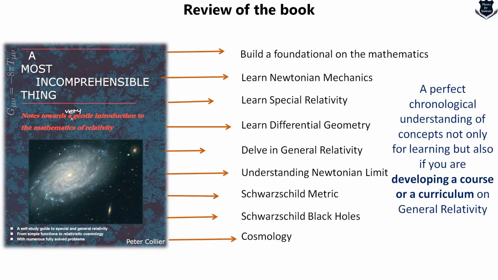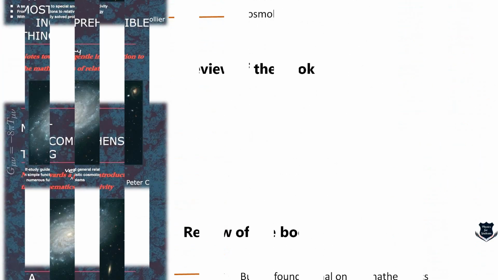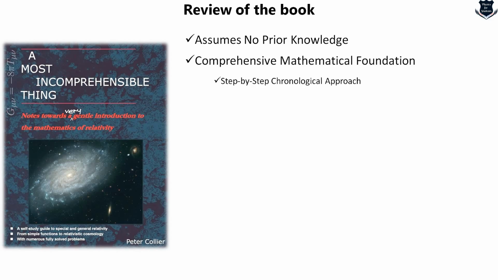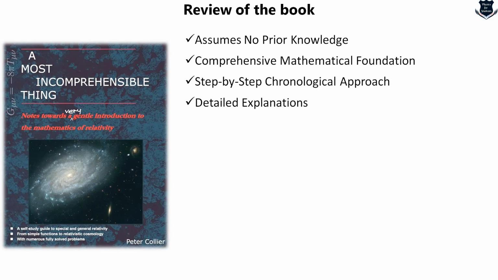So I really have no words about this book. This is truly a great book to start for anyone who is interested in general relativity. So the review is that it assumes no prior knowledge. So it starts even, I would say, with an equation of 1 plus 1 equals 2. It has a very comprehensive mathematical foundation. It is done in a very chronological way, not in a haphazard way. So you slowly develop the concepts and then go into GR.